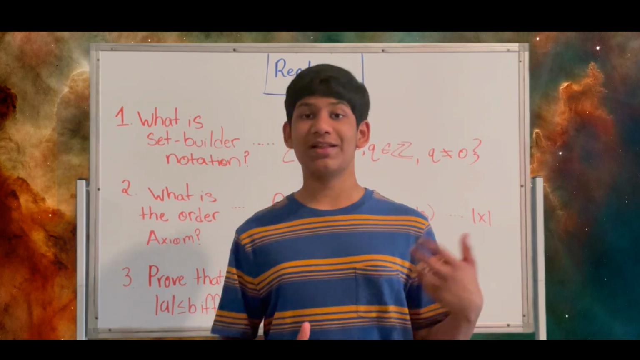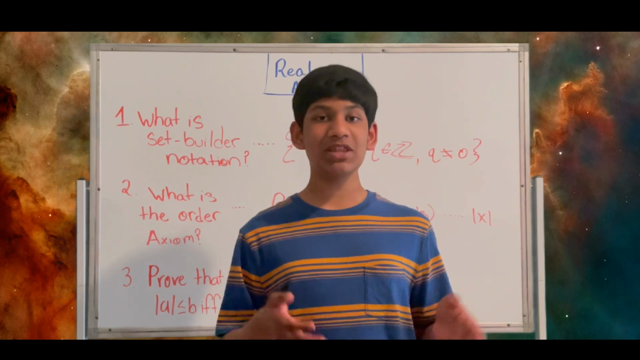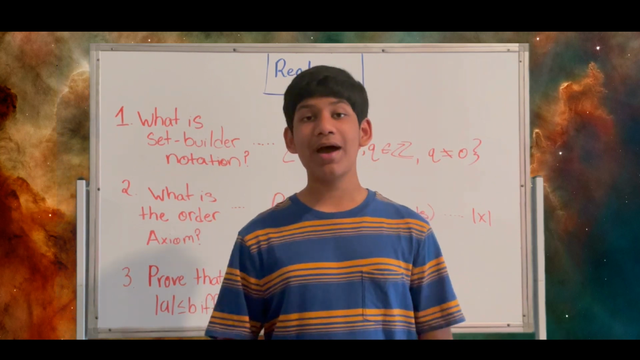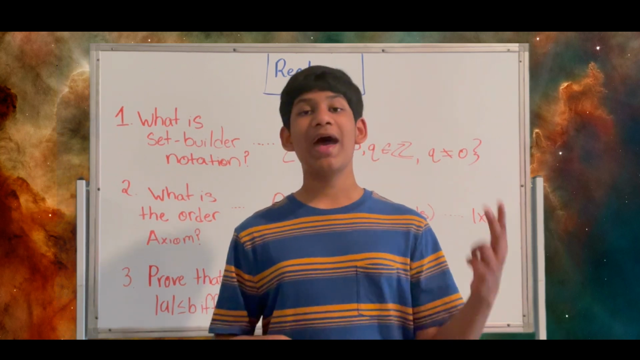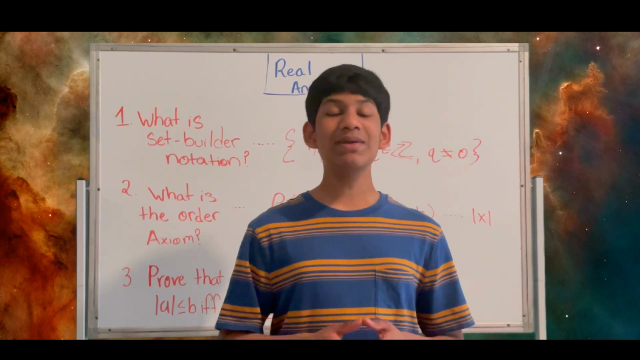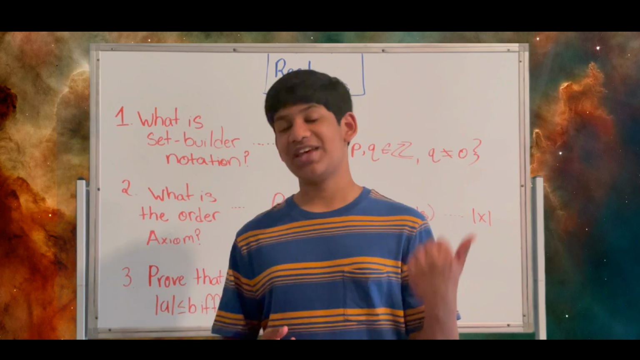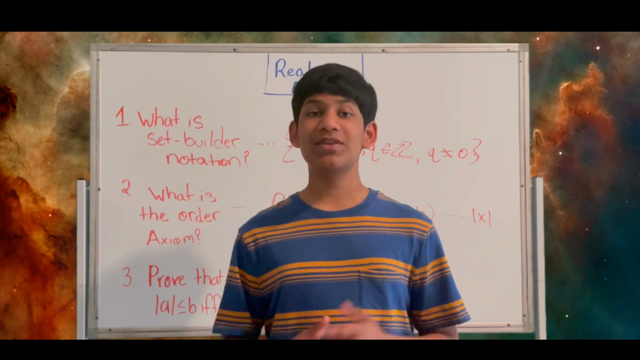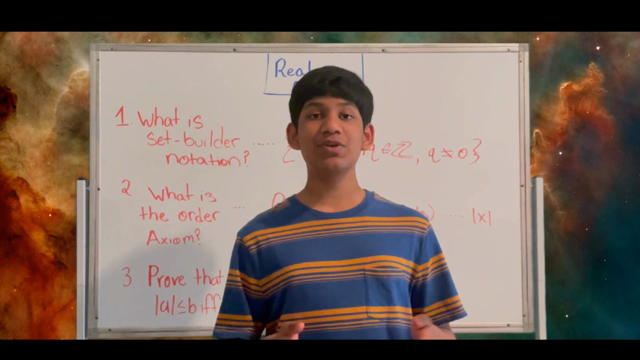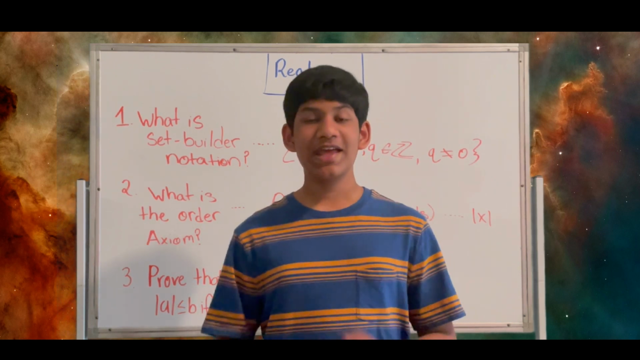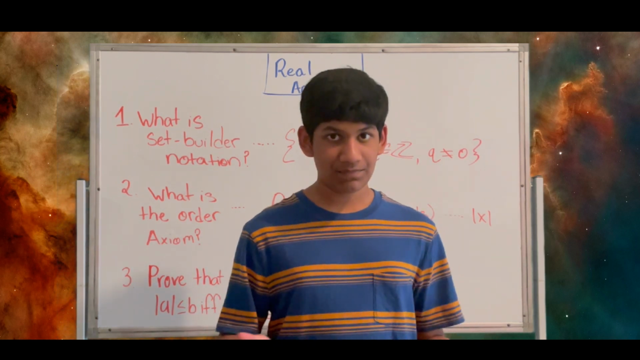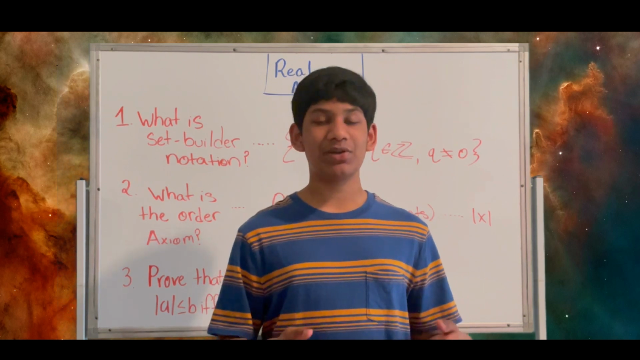In our previous video on real analysis, we talked about some of the most fundamental and important concepts in mathematics itself. We talked about number systems, number fields, and how to prove that the square root of 2 is irrational. In this video, we're going to be talking about other concepts, such as set builder notation, and the order axiom. Lastly, we're going to be talking about how to prove that the absolute value of A is less than or equal to B if and only if negative B is less than or equal to A, which is less than or equal to B. So let's begin by talking about set builder notation.